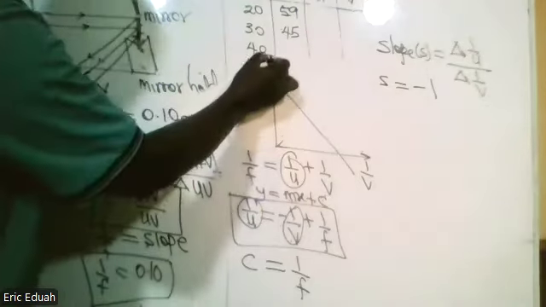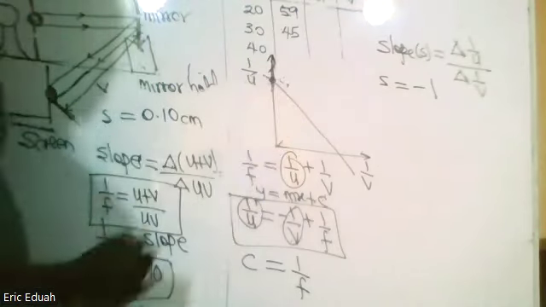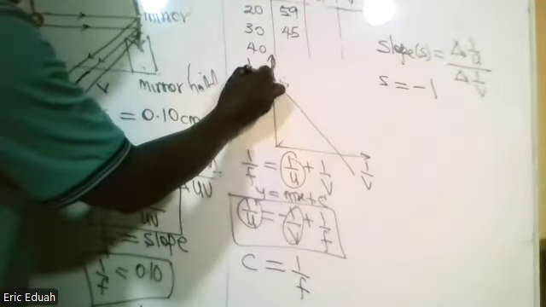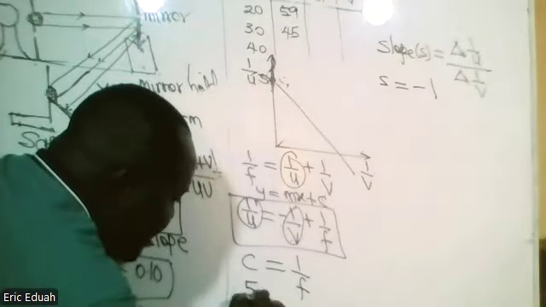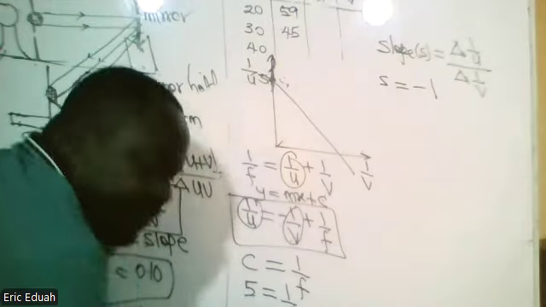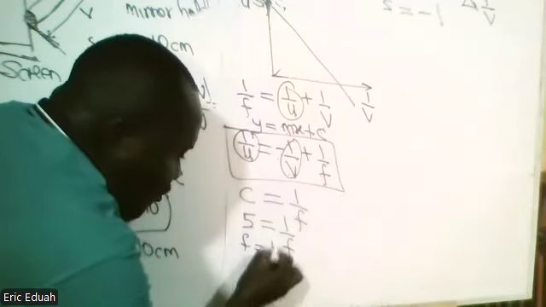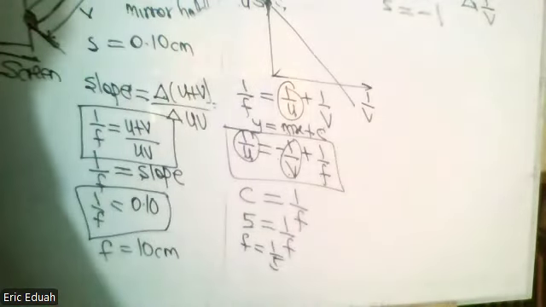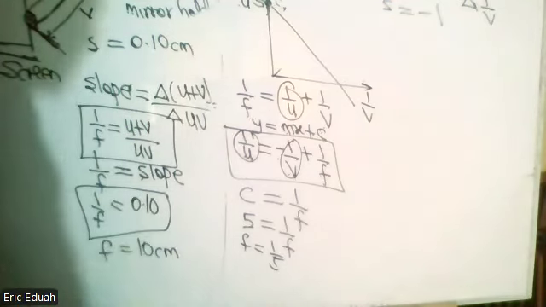Assuming from your graph the vertical intercept c is 5. 5 is equal to 1 over f. And when you make f the subject, you have 1 over 5. 1 over 5 is equal to the focal length of the mirror. Okay? So this is how to use the graphical method to find the focal length of a mirror.